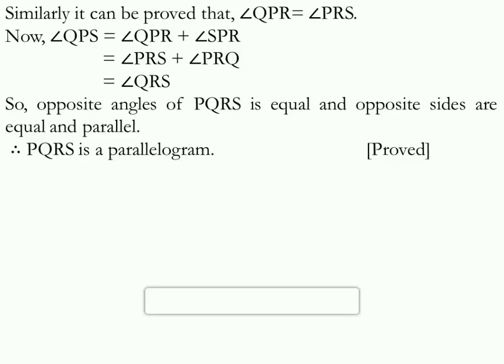So with the definition of parallelogram, we can say when opposite sides are equal and parallel and opposite angles are equal, then it is a parallelogram. So PQRS is a parallelogram. So that completes the proof of C.